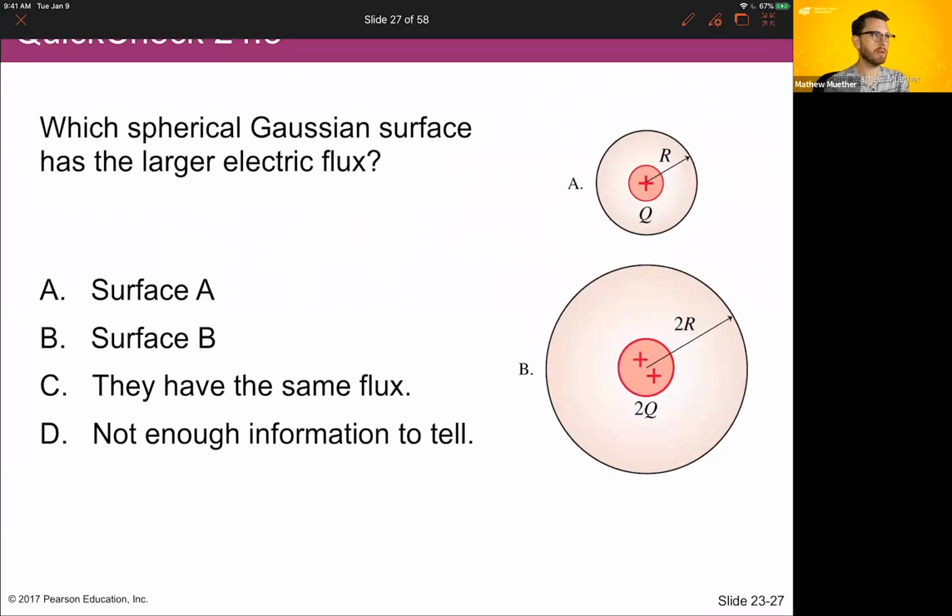What about this problem? I have two Gaussian surfaces that I've drawn, A and B. And inside of each of those Gaussian surfaces, so the Gaussian surfaces are indicated by these kind of peach-colored spheres here, there's some charge inside of each of them. And on A, there's a positive charge of Q, and in B, there's a positive charge of twice Q. Which one of those two surfaces has the larger electric flux? Which one has the larger flux?